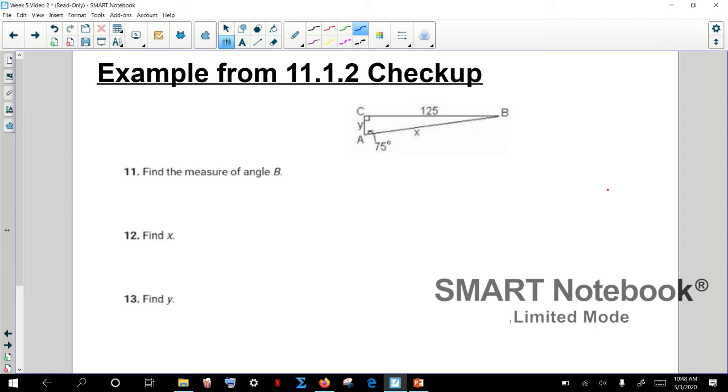All right, so let's find the measure of angle B. So it looks like we have the measure of angle C. Remember, when we have that box, that means it's 90 degrees. Measure of angle A looks like it's 75 degrees because they gave it to us, so we want to find the measure of angle B.